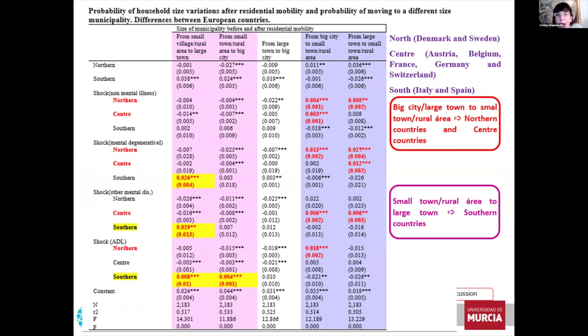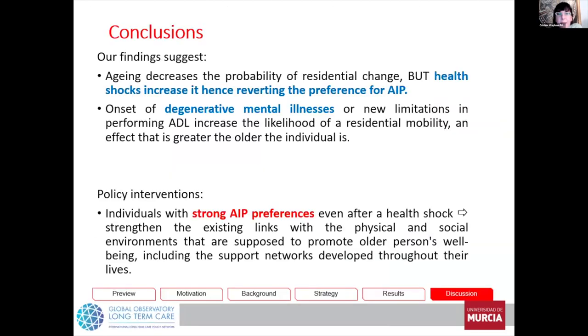And this is quite interesting because in the northern countries and central countries, you appreciate that there is a higher probability of moving from big cities or large towns to small cities or rural areas. However, in southern countries, the movement is in the opposite direction. This is highlighted in yellow: from a small town or rural areas to large towns.